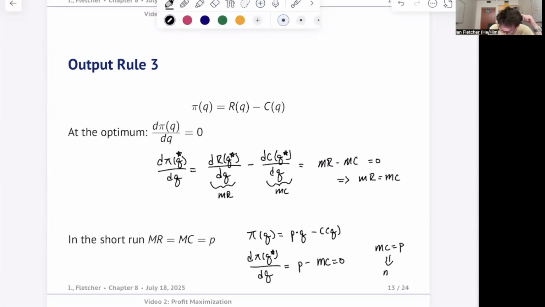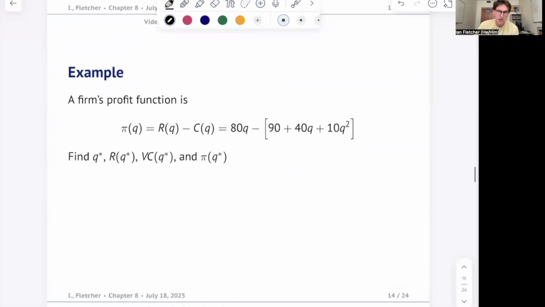But by definition, our marginal revenues are also going to equal P. So in the short run, just replace that revenue curve with P times Q, and we should be good to go. So let's do an example. I think we've been able to follow pretty well so far, but doing an example would just kind of iron it home.